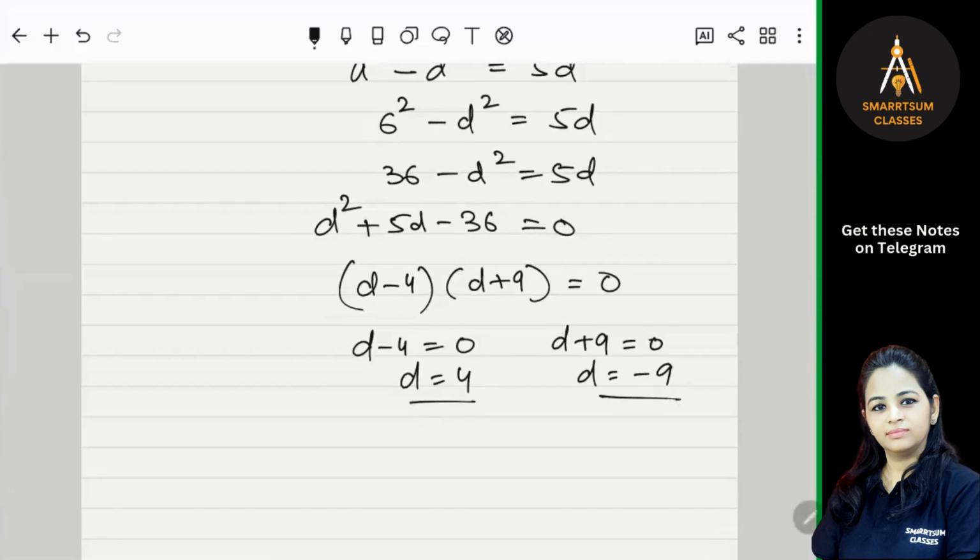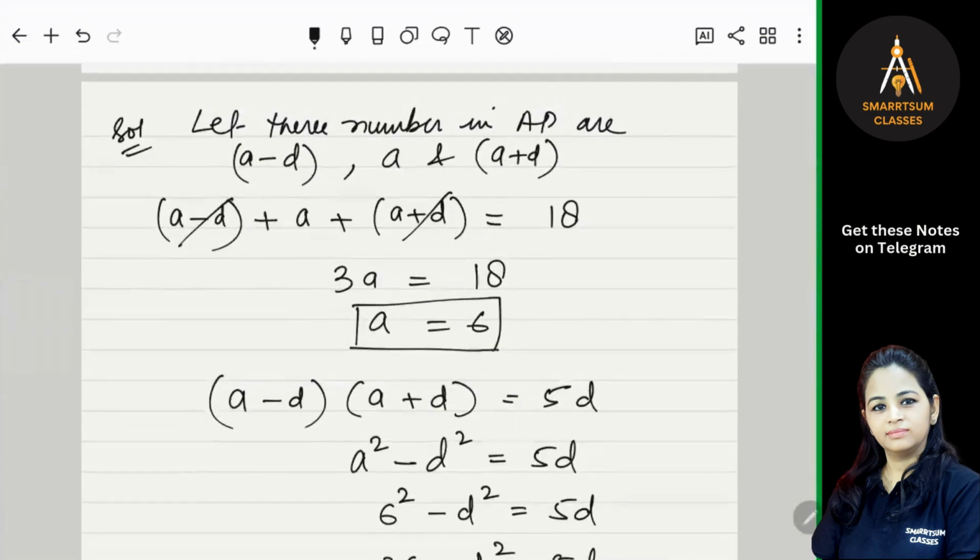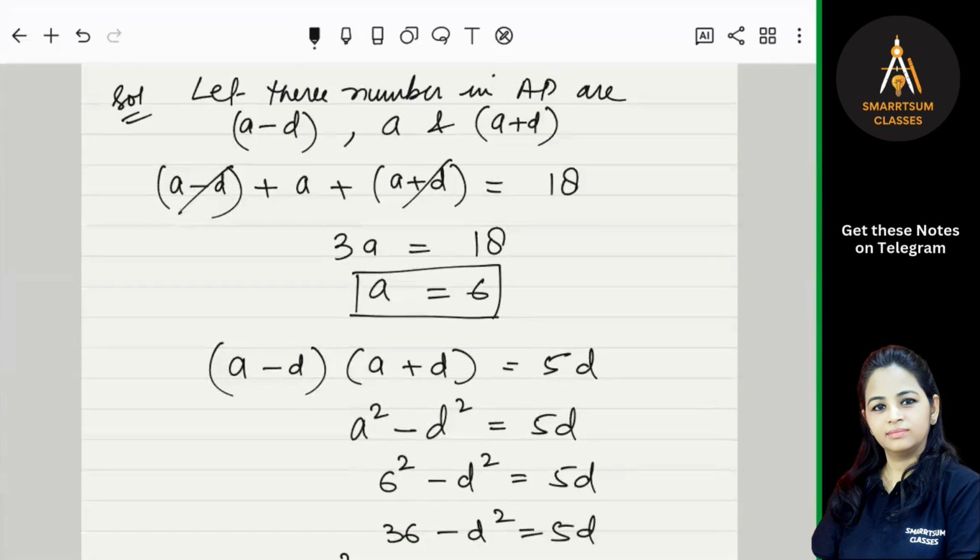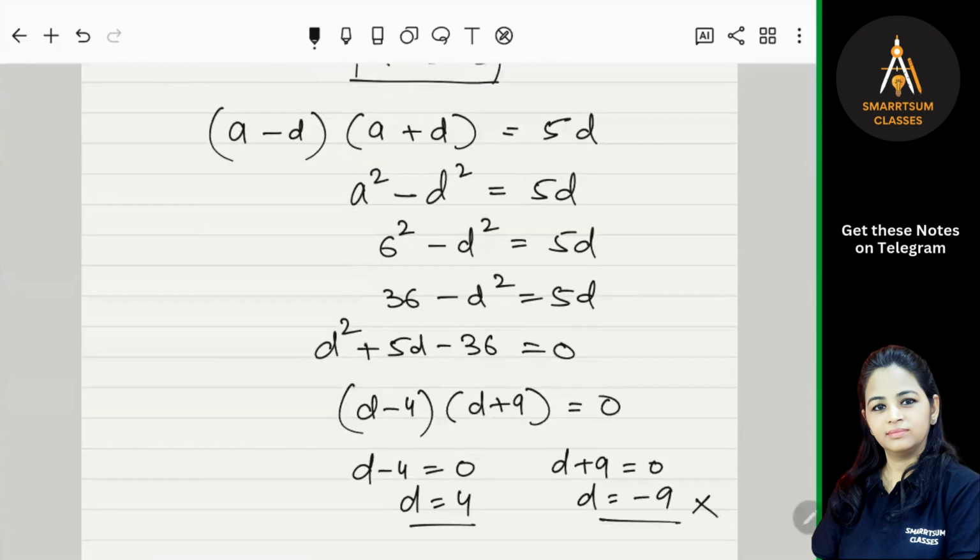So which will you take? Ma'am, D equal to 4. Why? Ma'am, because for the other one, when we substitute the values, the sum is not 18. So this cannot be possible, because if D is minus 9, the sum is not equal to 18. So we can take D equal to 4. You can find it out.